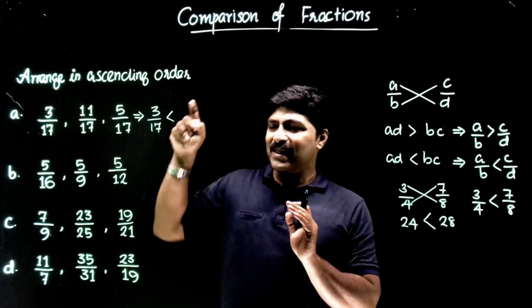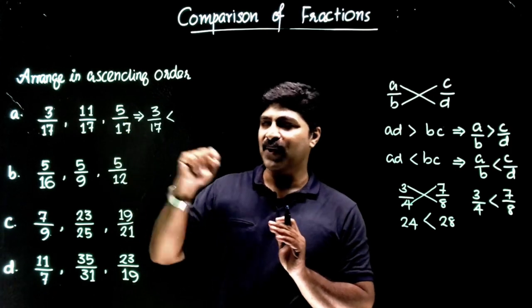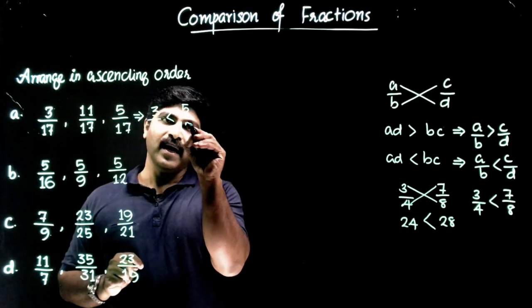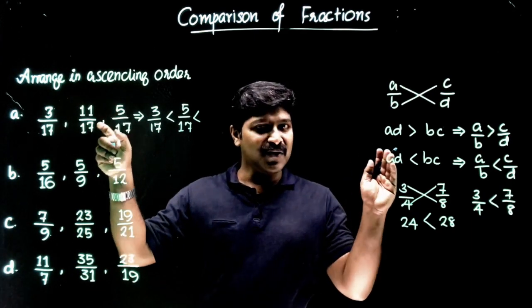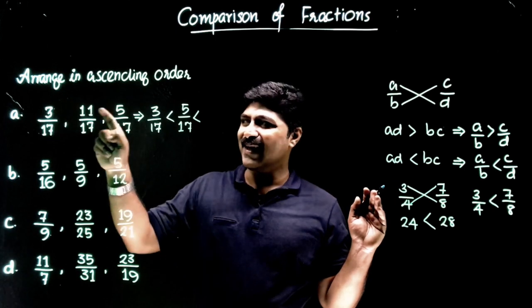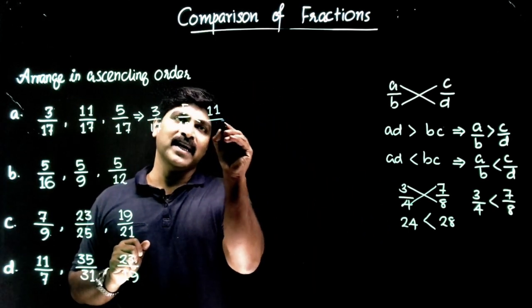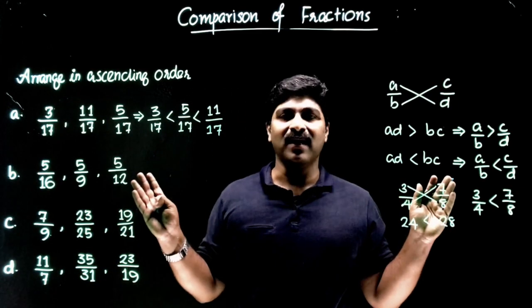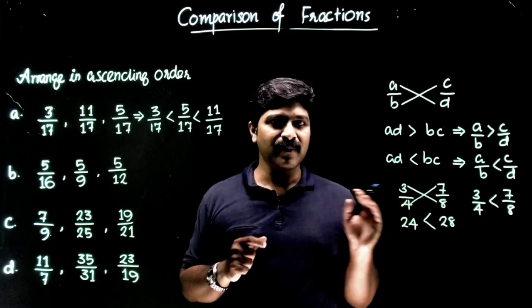Then, which has the second chance? After this 3, 5 is there. So you can write 5 by 17 as the second fraction, and the largest among them has the largest numerator. Here the largest numerator is 11. Therefore this is 11 by 17. Got it clearly? This is a way for the comparison of such type of fractions.